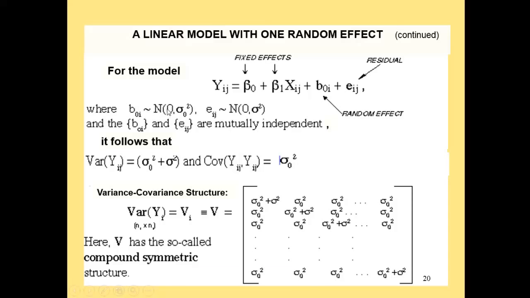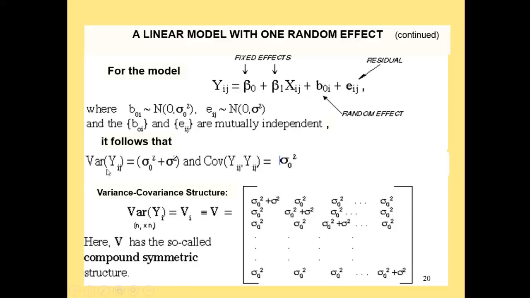B0i is distributed normally with mean 0 and variance sigma naught squared. Eij is distributed normally with mean 0, variance sigma squared. And the B0i and Eij are mutually independent. So what that's saying is that there's one random effect, and that after accounting for that random effect, there's no more correlation left in the observations, okay? That's effectively what that means. All right.